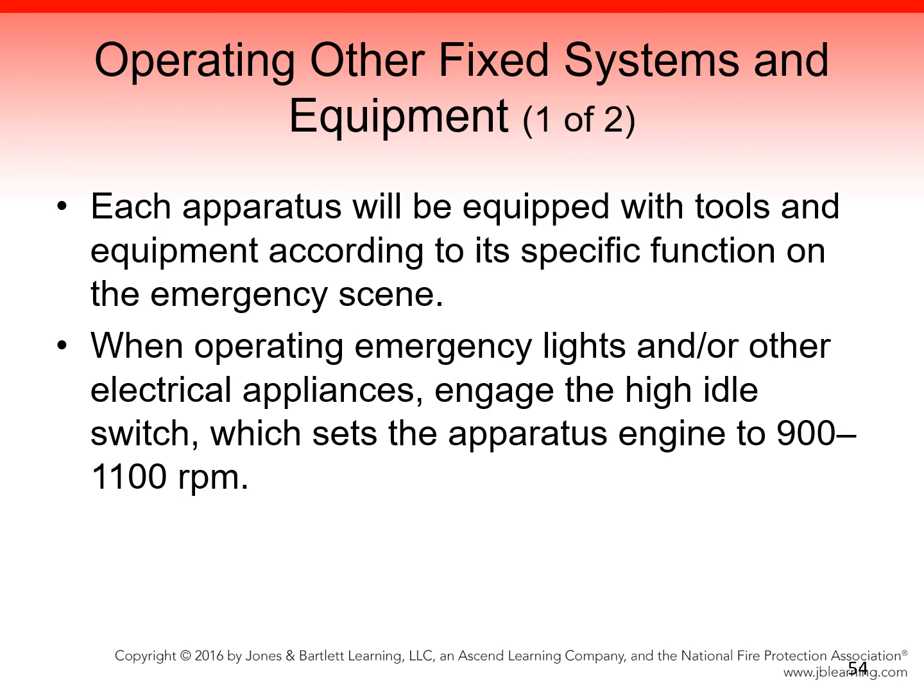When positioned at the scene of an incident and operating the emergency lights and/or other electrical appliances, it is advised to engage the high idle switch, which sets the apparatus engine to 900 to 1100 RPMs. High idle will typically be disabled when the apparatus is in pump. This step will help ensure that the alternator is providing its full amperage rating.